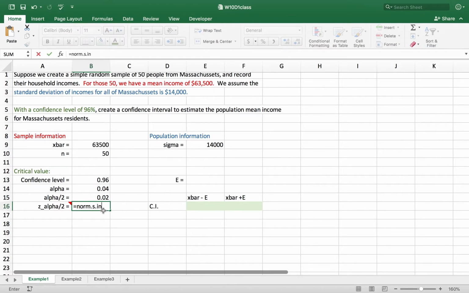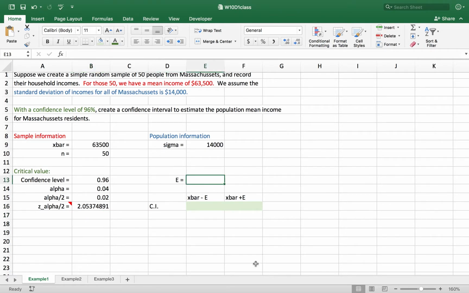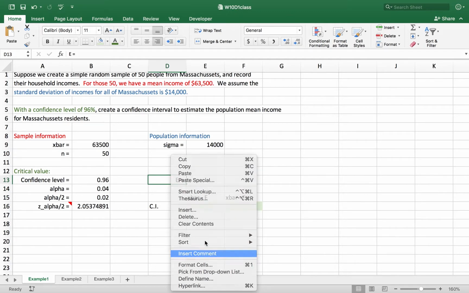We'll use norm.s.inverse, and remember the area to the left of the score that we want is 1 minus alpha over 2. So I'm just going to do 1 minus and then a cell reference of my alpha over 2 value. Okay, so these should be positive values. Your critical values will be positive, and they're typically somewhere between 1.5 and 2.5 for most confidence levels that would be worth setting.